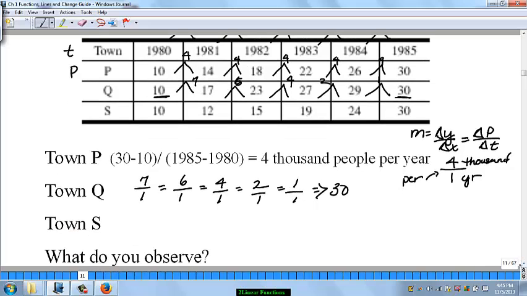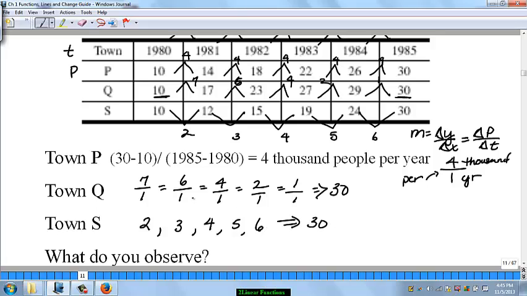Okay? Town S, if we looked at this one, went up 2, went up 3, went up 4, went up 5, went up 6. So this one, the rates of change went from 2,000 people per year to 3,000 to 4,000 to 5,000 to 6,000, so I'd still end up at 30. So here I increased the population at a decreasing rate. It's still increasing, but it's slowing down.